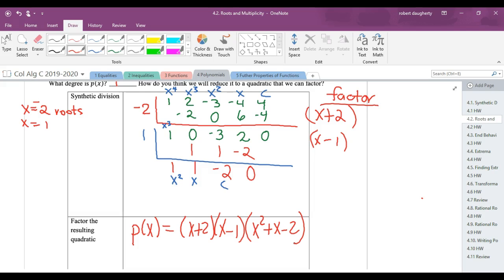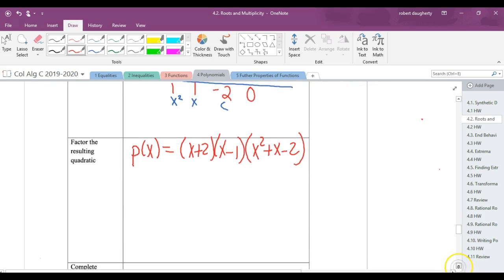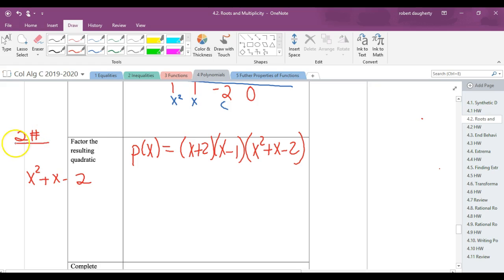Okay? So now it's just boiled down to what we started the class with in August, which was factoring a quadratic. How do I factor x squared plus x minus 2? I need two numbers that multiply to give me negative 2 and add to give me 1. What numbers can multiply to negative 2 and add to positive 1? Negative 1 and positive 2. Okay, so what do I do with those numbers?